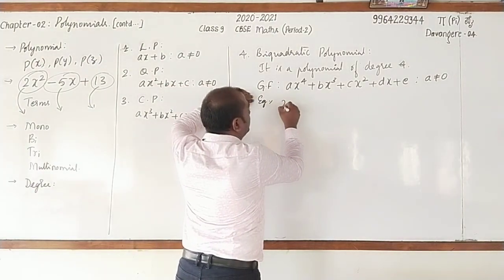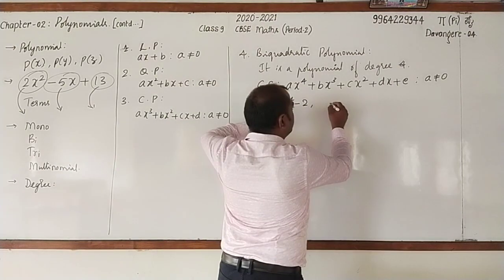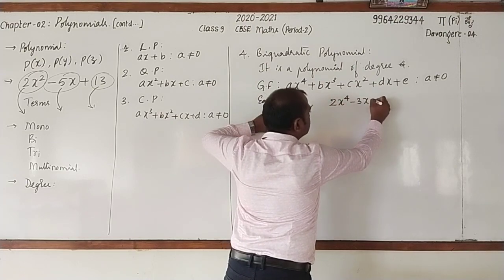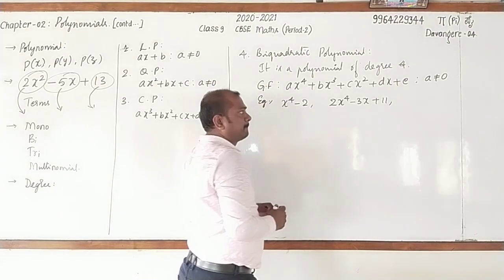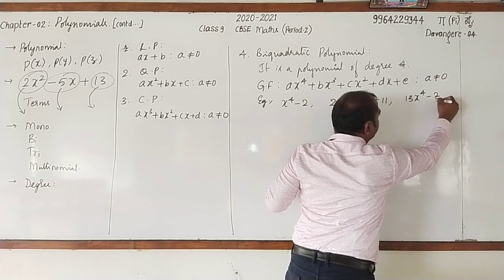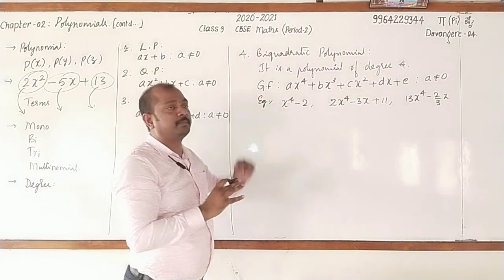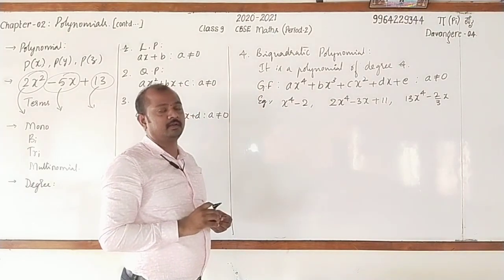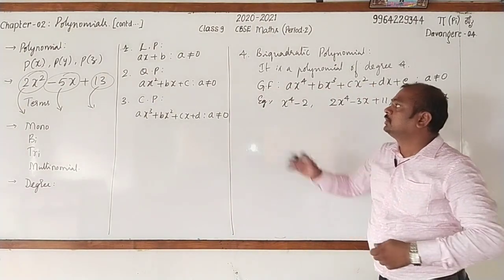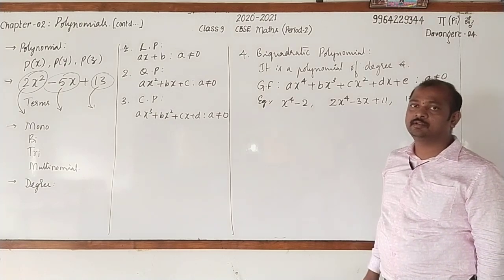Here, example: x raised to the power 4 minus 2. I will write one more. It is 2 x raised to the power 4 minus 3x plus 11. Next, 13 x raised to the power 4 minus 2 by 3 into x. See, all these are examples of biquadratic polynomials. Understood? So we have given names for different types of polynomial based on their degree.